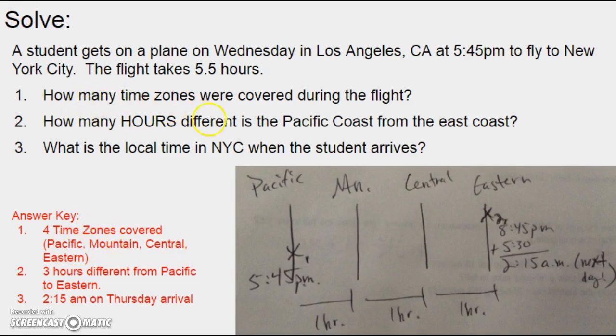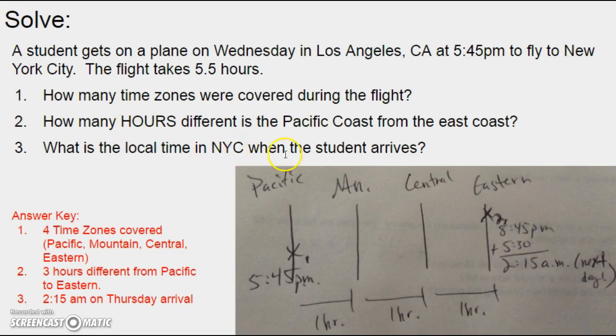However, how many hours different is the Pacific coast from the East Coast? Well, in this case, it's only 3 hours different. If it's 5:45 in California, it's going to be 6:45 Mountain, 7:45 Central, and 8:45 p.m. local New York time. Remember, it's earlier. It's only 3 hours earlier, but notice the time zones. You have to make sure you're paying attention to what's happening with times. So it's 8:45 p.m. upon taking off.